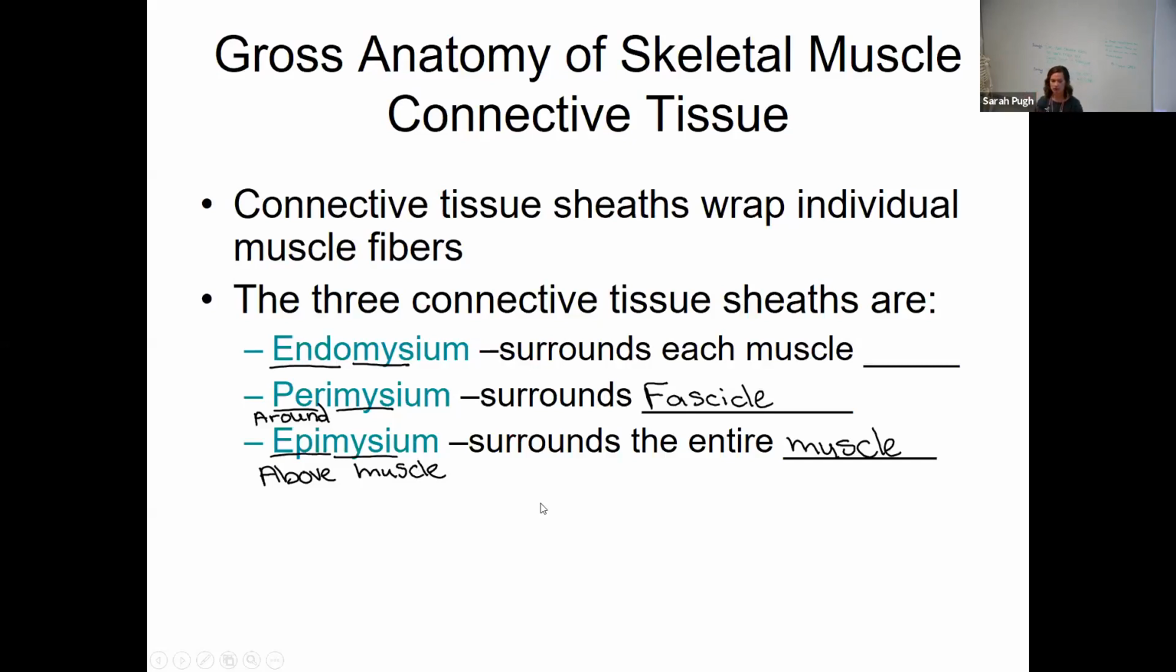Okay? And then endomysium. Endo means inside. So this is our deepest connective tissue covering. It's deep inside the muscle, and it surrounds each individual muscle fiber. Remember, a muscle fiber is the same thing as a muscle cell.